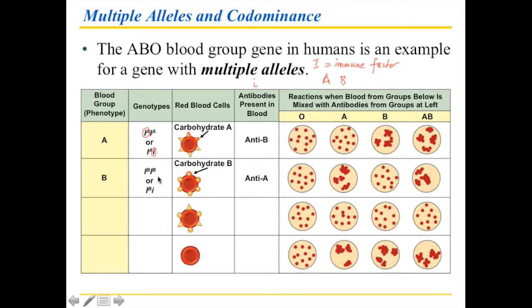Either you have two of the B's or one of the B's and the little i. And then for AB, and this is where the codominance bit comes in, you have one of the big A's and one of the big B's. In that case, you produce both of these. So on the surface of your red blood cells, you have a mosaic of both of these carbohydrates. And then lastly, if you have none of these, then you're blood type O.